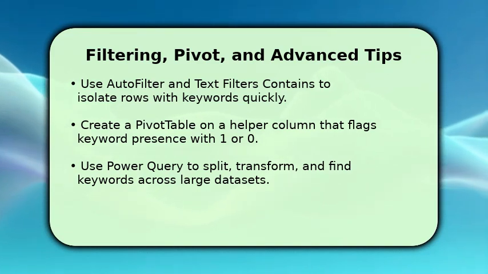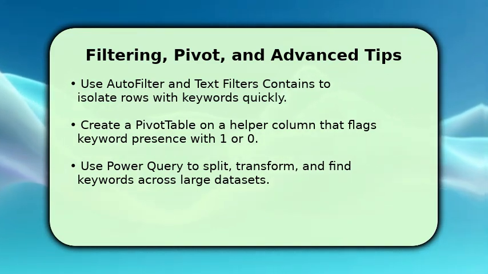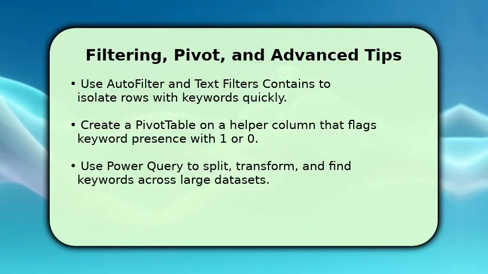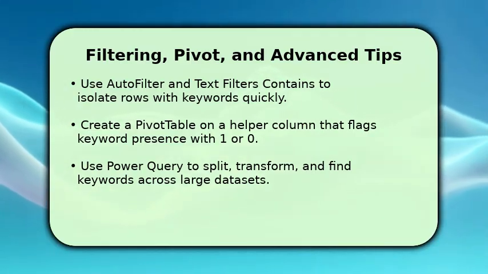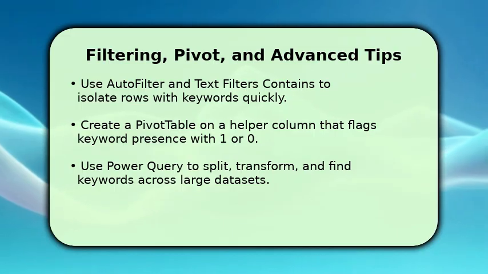Create a helper column with a formula that returns 1 when a keyword is present and 0 otherwise. Build a pivot table on that helper column to summarize keyword counts by category.